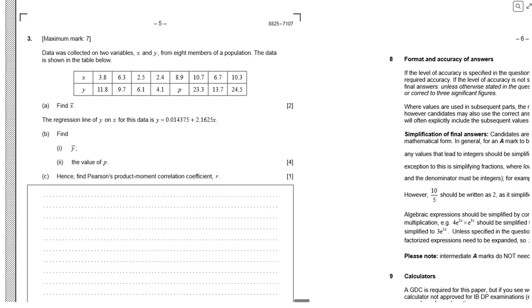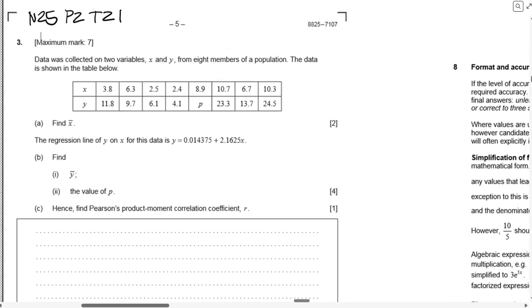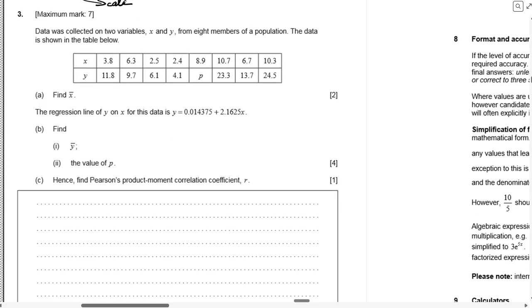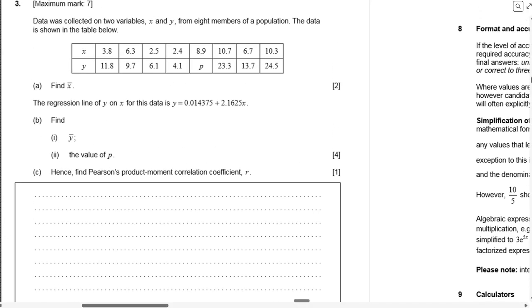On to question 3. We finished 1 and 2 already. This is paper 2, TZ1, November 25. So, the latest paper, by the way, so we should be good. And this is calc, so definitely get your calculators out and we'll move on. Check out the playlist for 1 and 2 and any videos that come after.